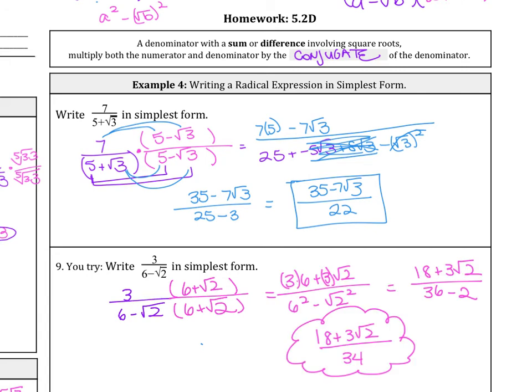So if you tried this out, you would have gotten 18 plus 3 root 2 over 34. So another way that I wrote this is I just did the a squared minus b squared pattern. And so I wrote 6 squared minus root 2 squared. So that would cancel out the root, square root, and then 6 squared is 36.